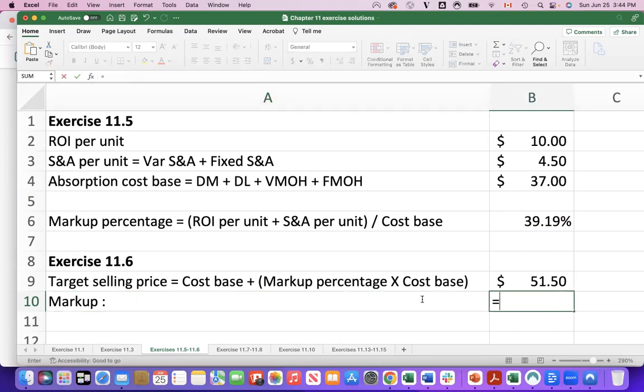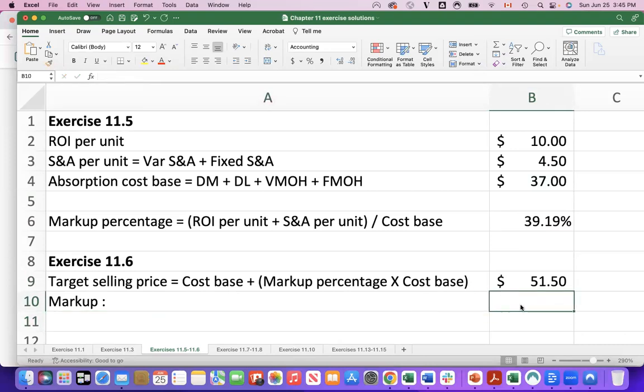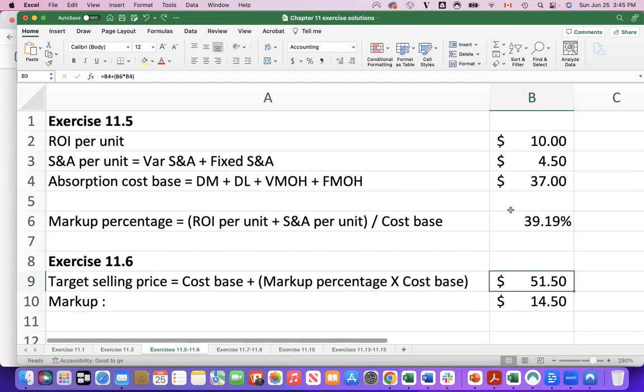If you wanted to just know what is the markup, how we would calculate that, a few different ways. We could take the new selling price and subtract out the cost base, but just to use the number that we know for sure are correct, we just simply take that markup percentage and we multiply it by the cost base. Either way, we get that markup of $14.50. And again, notice that's the difference between the selling price answer we got and the cost base that we had calculated back in exercise 11.5.